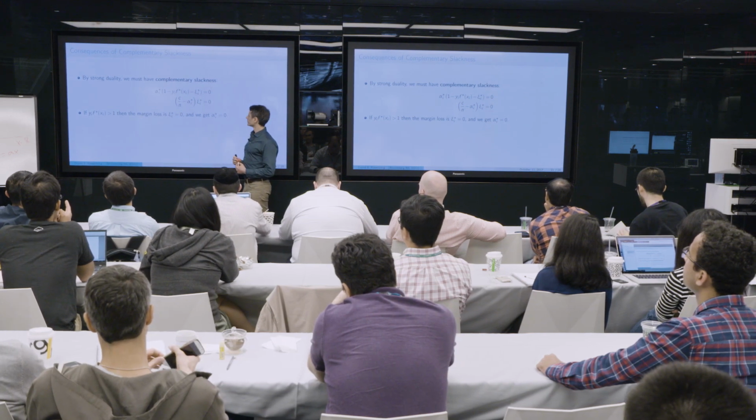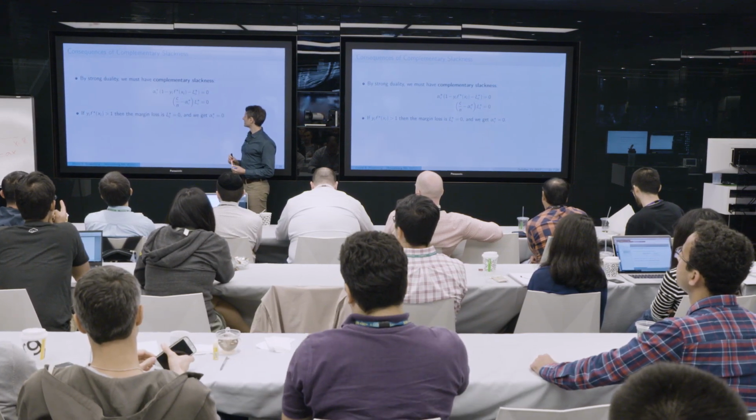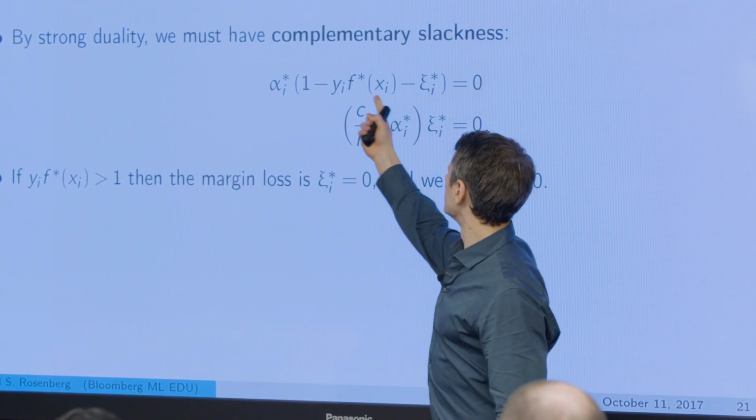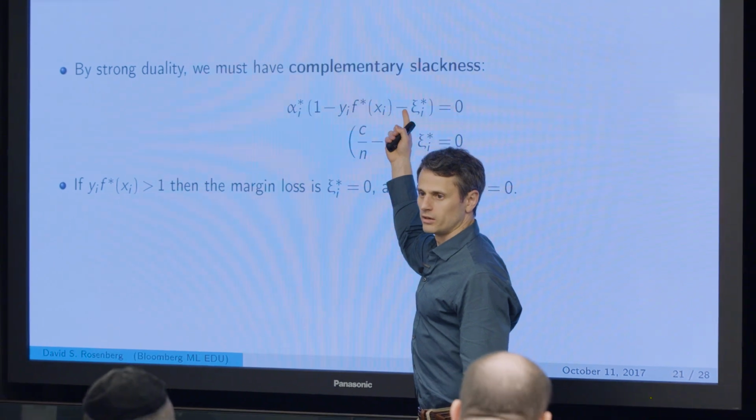Alpha i can't be negative, and then in the first equation, if y_i f star of x_i is greater than 1, and at the same time psi i star is equal to 0, then we will have some alpha i star times some constant equals 0. So alpha i star is 0. So if you can show that this thing is non-zero, then we'll be done.